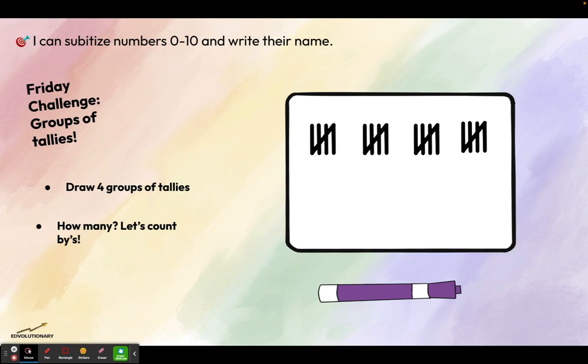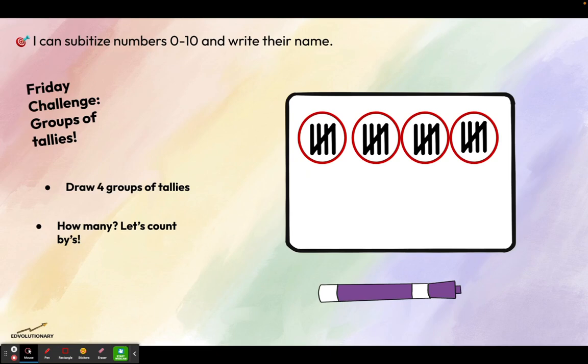How many? Let's count by 5s. 5, 10, 15, 20. So you get the gist. It's all about taking that knowledge and connecting it to the visual element, so that we can use 5 as a really friendly number to understand larger numbers. Let me know if you have any questions.